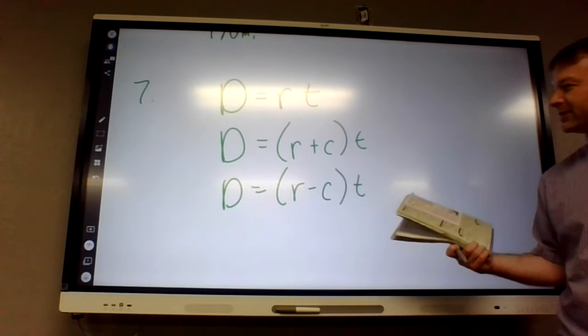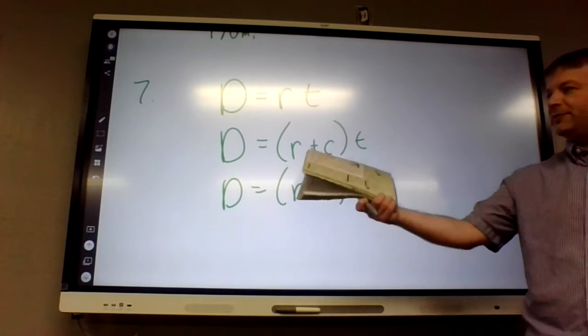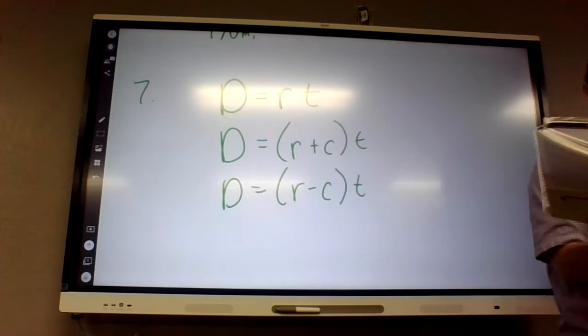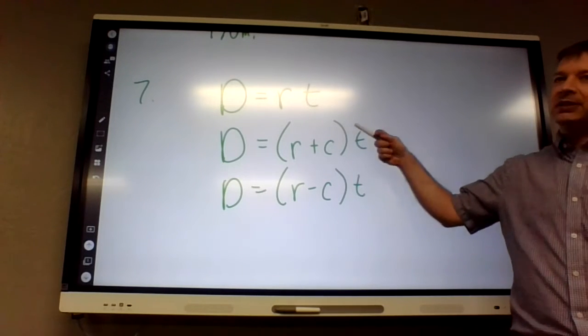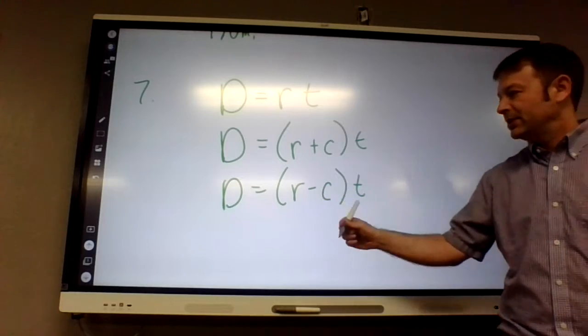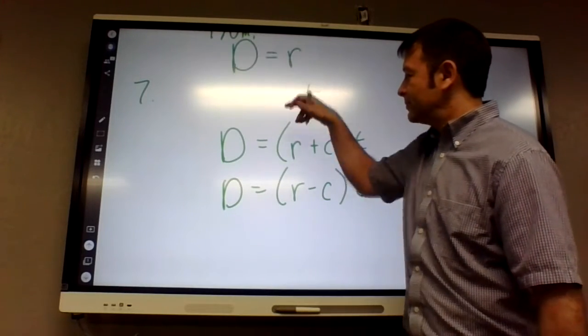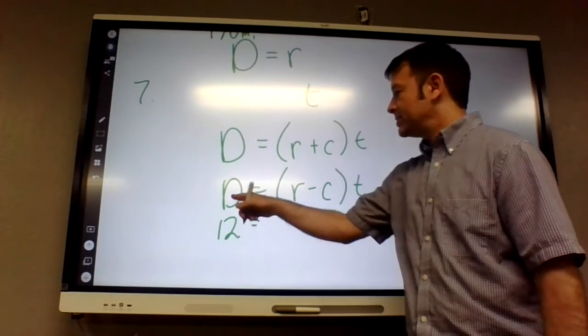Anyways, we're plugging our stuff into these two on this one. Number 7. Looks like only 7 is like this. 8's back to the other ones. So it says they can go 12 miles upstream. Is upstream against the current or with? It's against. So which of these is against the current? This one, minus. So I'm gonna put 12 in for this D.